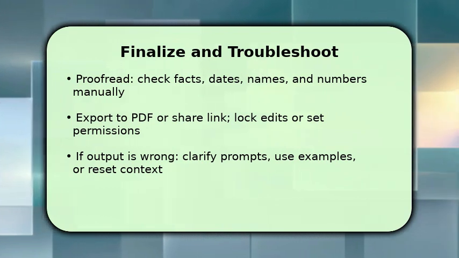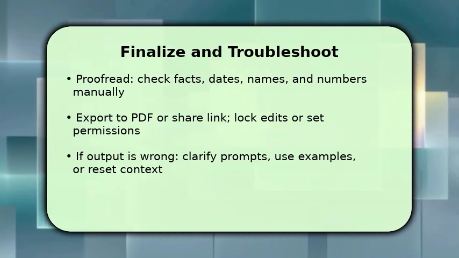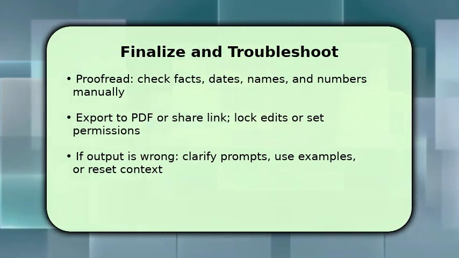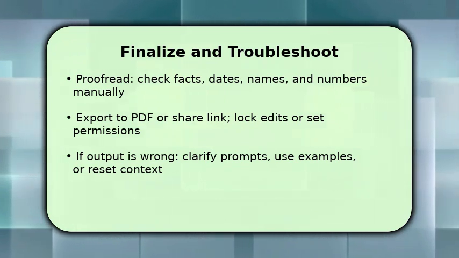If outputs go off track, clear the prompt context, provide a short example of the desired result, and retry. Alternatively, reduce prompt complexity or split the task into smaller steps to recover predictable, reliable outputs.